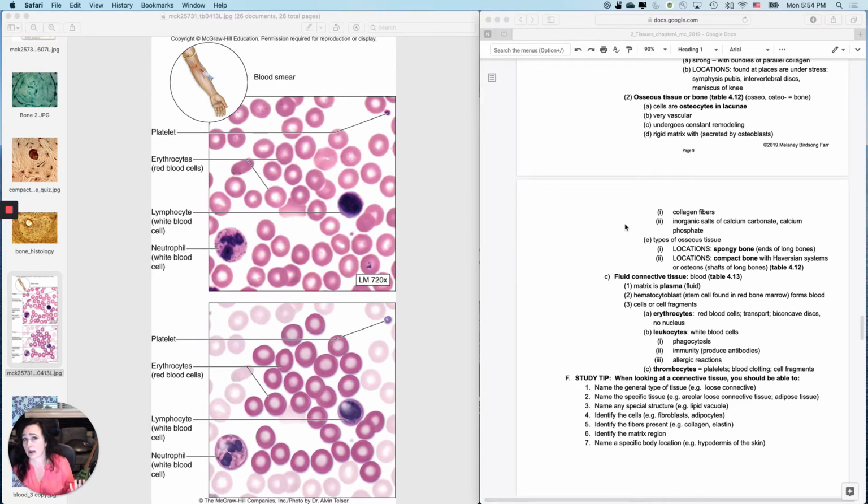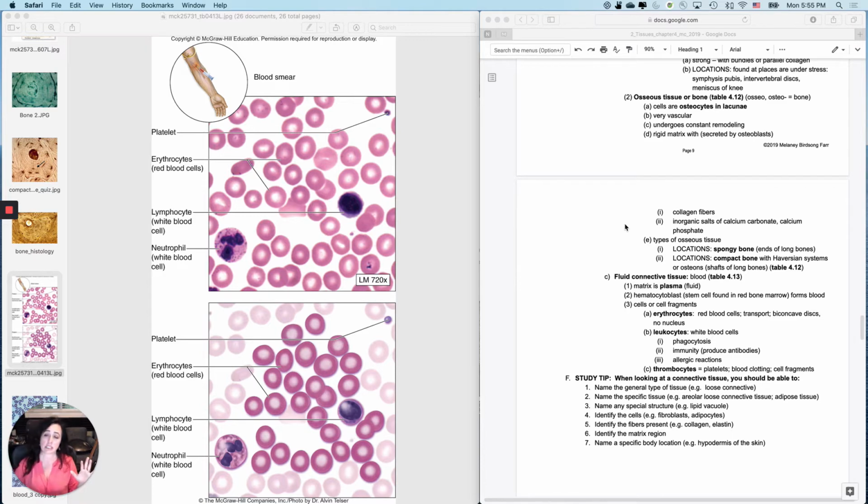Well, because it's derived from mesenchyme, like all the connective tissues are. It's actually a connective tissue that's made by another connective tissue because it's made primarily from the red bone marrow. And it has cells, like all tissues do. And it's got matrix, but the matrix is mostly water. And it's also got fragments of cells in it. So let's just look at the blood.